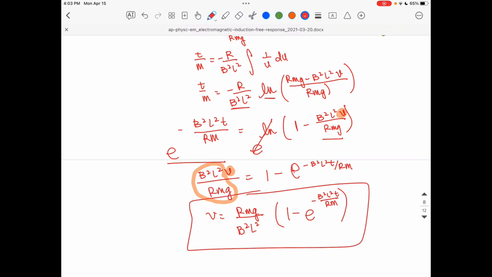So this is your answer to D. Again, a little complicated math, but not necessarily too difficult of physics.